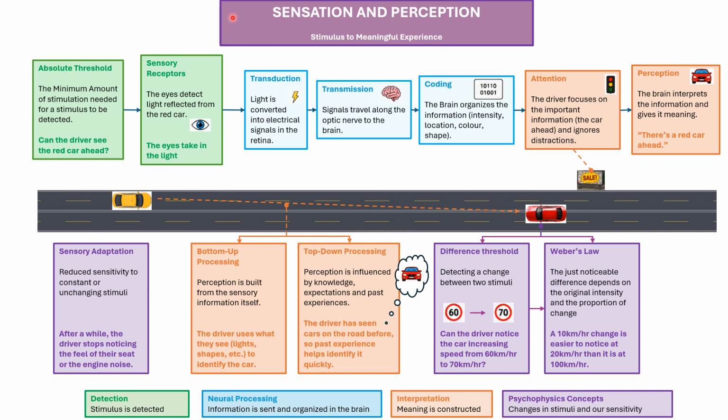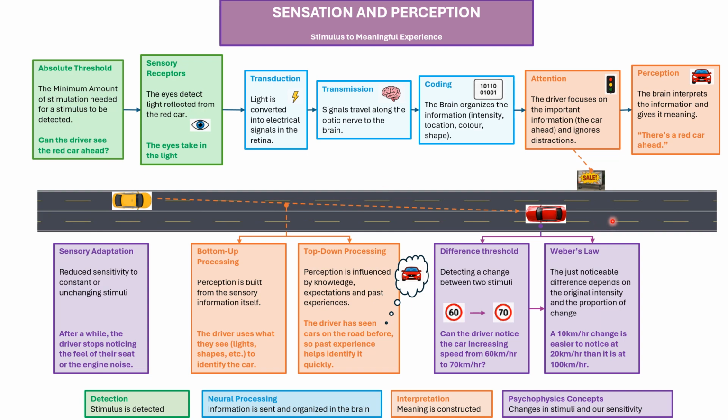This mind map is on sensation and perception using the analogy of a driver traveling down a road. This example demonstrates how information from our environment is detected, processed, and interpreted by the brain. The process begins with the absolute threshold, which is the minimum amount of stimulation needed for a stimulus to be detected. In this scenario, the driver notices a red car ahead.